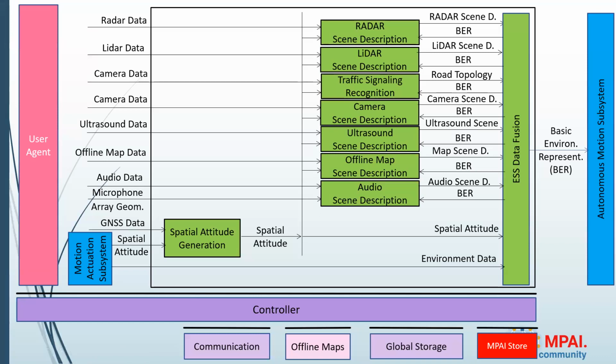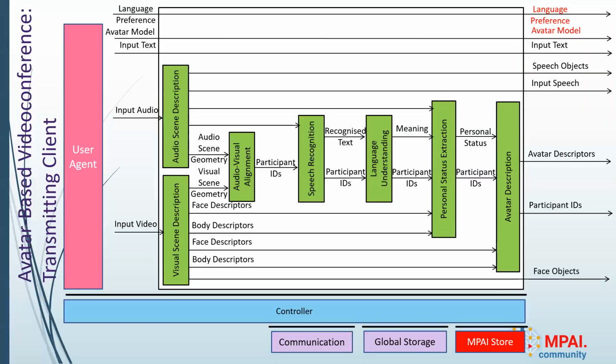This ESS data fusion creates the basic environment representation. Then we have another case where we have again the need to correlate audio and video objects. This is another big use case that is called avatar-based video conference, that is divided in 4 subsystems. One of them is a transmitting client. And here we have again the audio-visual alignment that I was referring to.